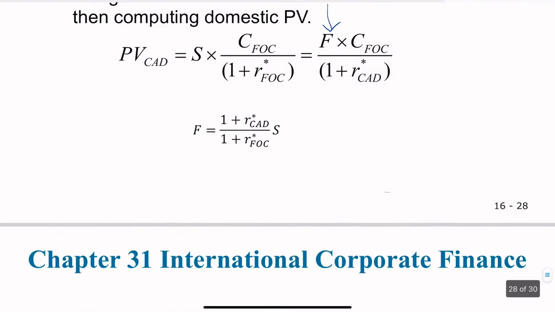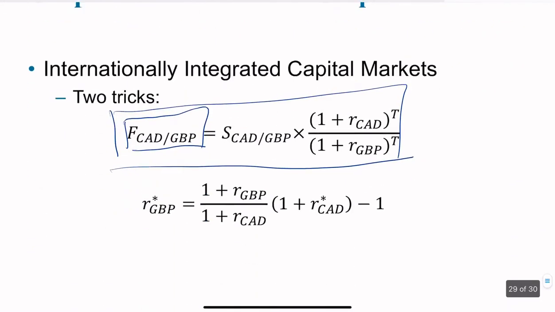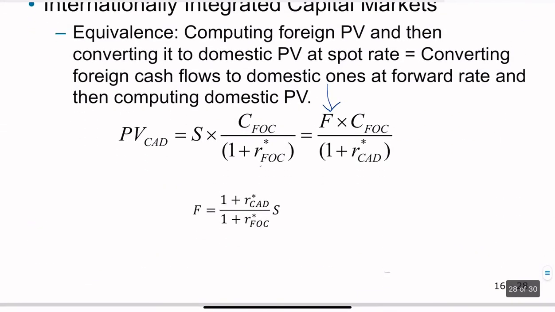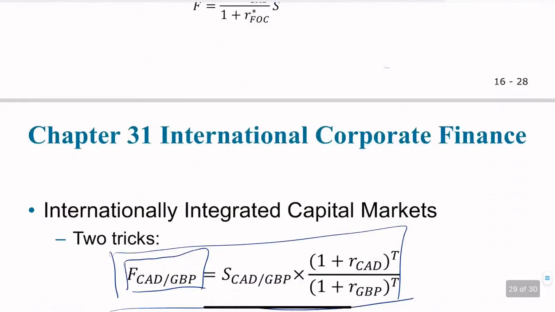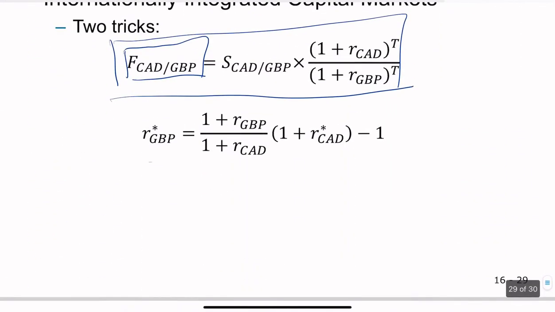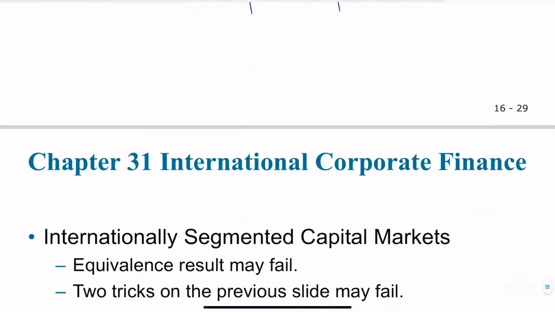And the second trick is this foreign cost of capital. Again, if the problem gets tricky, it does not tell you what is this foreign cost of capital. And then what you can do is you can back out this foreign cost of capital by using risk-free rates and the domestic cost of capital. Again, check the lecture notes and see how this is done.